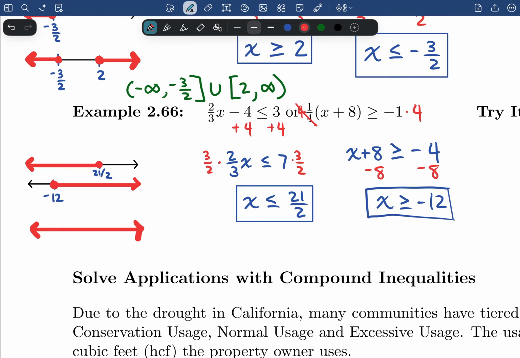This means that the solutions are all real numbers, right? So this is my answer. All real numbers are solutions to this compound inequality. And if I write all real numbers in interval notation, well, they start at negative infinity and they go to positive infinity and there's no break. So that's the interval notation, negative infinity to infinity.